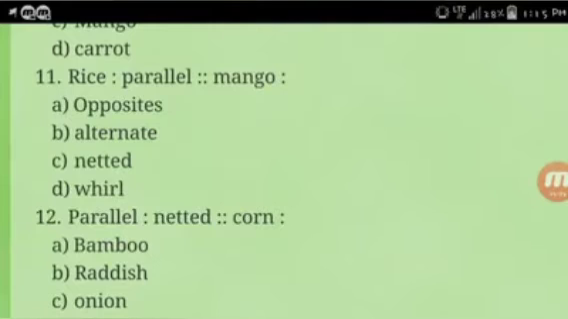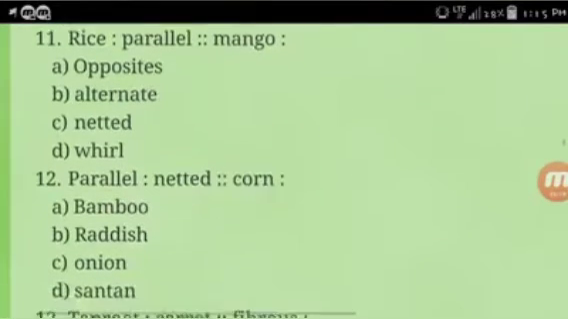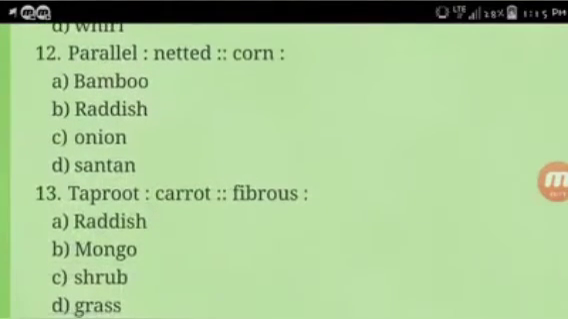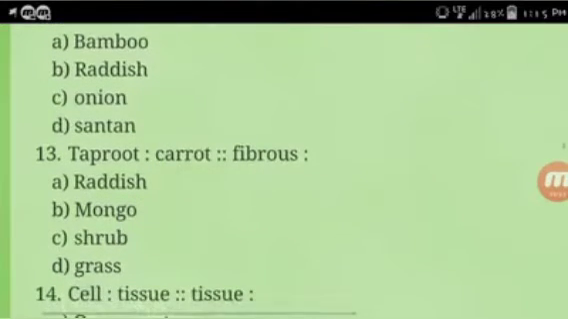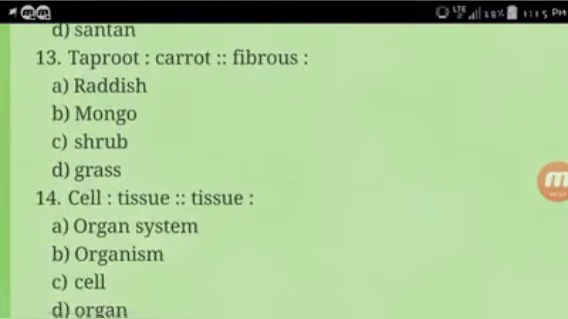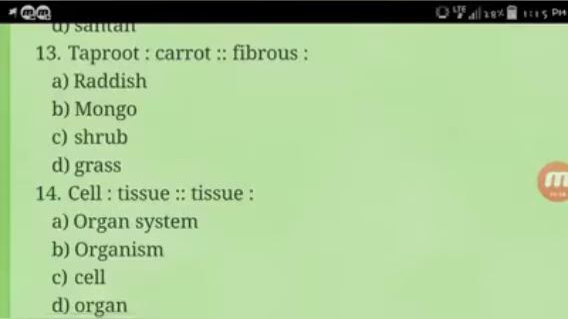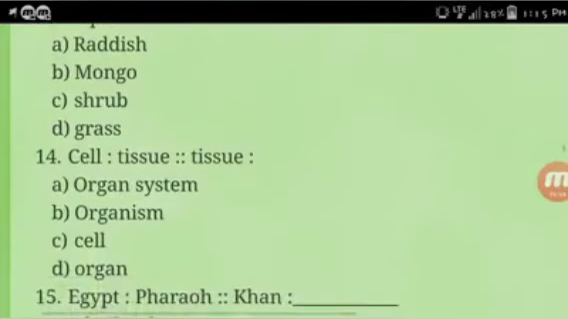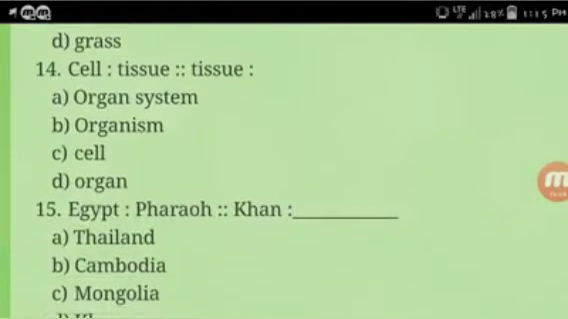Next one, rice, parallel; mango is netted. That talks about venation. Next, parallel, netted. Parallel is corn, and netted is radish and santan. Actually, we have two answers here, letter B and D. Next one, taproot system, carrot. In the taproot, there's one big root before the small roots, and the fibrous roots are roots of the same sizes. So fibrous roots is letter D, grass.